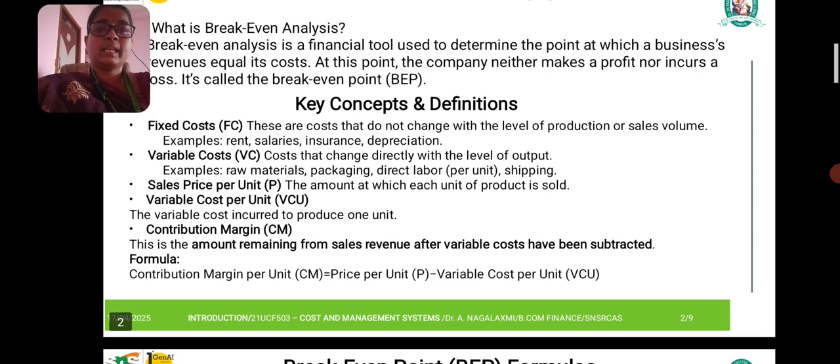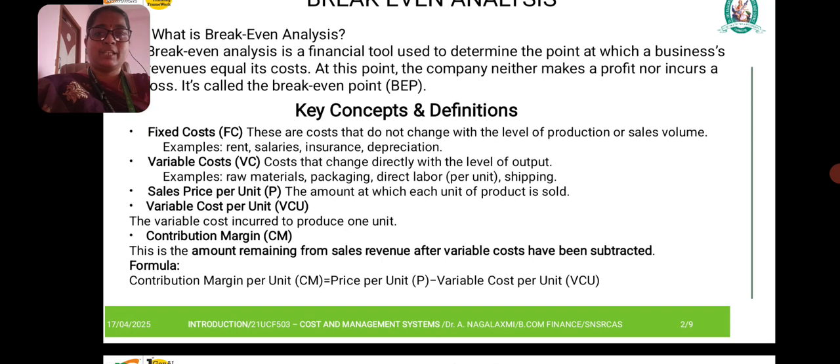Now we can see the key concepts and definitions. We should know what is meant by fixed cost, variable cost, sales price per unit, variable cost per unit, and contribution margin.